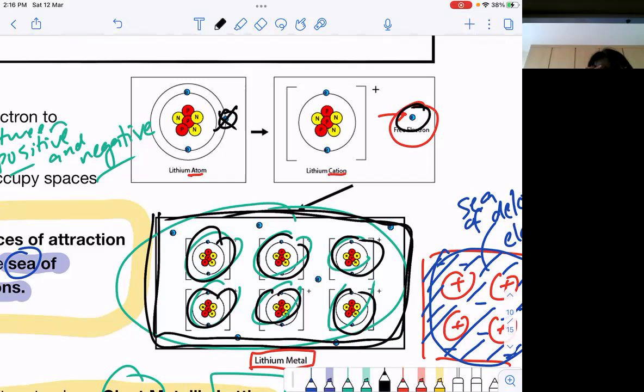Wait, so all metals need to give up electrons, because all metals got extra electrons? You look at your periodic table: sodium got 1, magnesium got 2 extra electrons, aluminum got 3 extra electrons. They all want to kick it out.